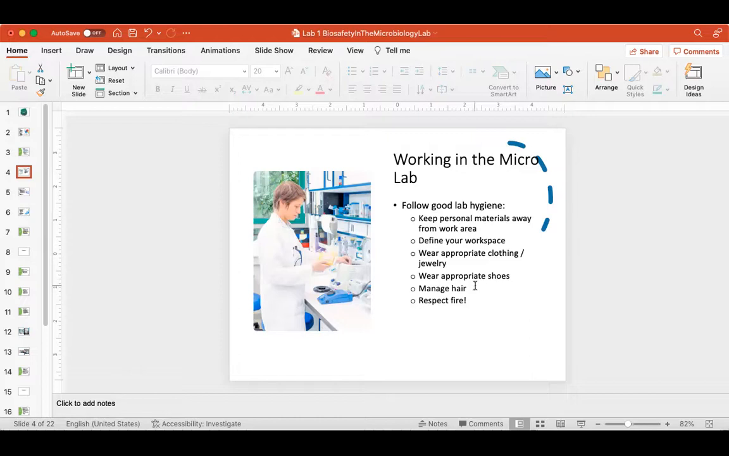You need to manage your hair. If you have long hair like I do, it needs to be pulled back away from your workspace. And you really, really have to respect any sources of fire. Every year in the biosafety literature, there are stories about people who lose their lives in laboratory spaces because they set themselves on fire. I know that sounds crazy, but it still happens. A lot of times, unfortunately, the hair is the source. When your hair catches on fire, it will set your clothing on fire, and it's horrific when it does happen.